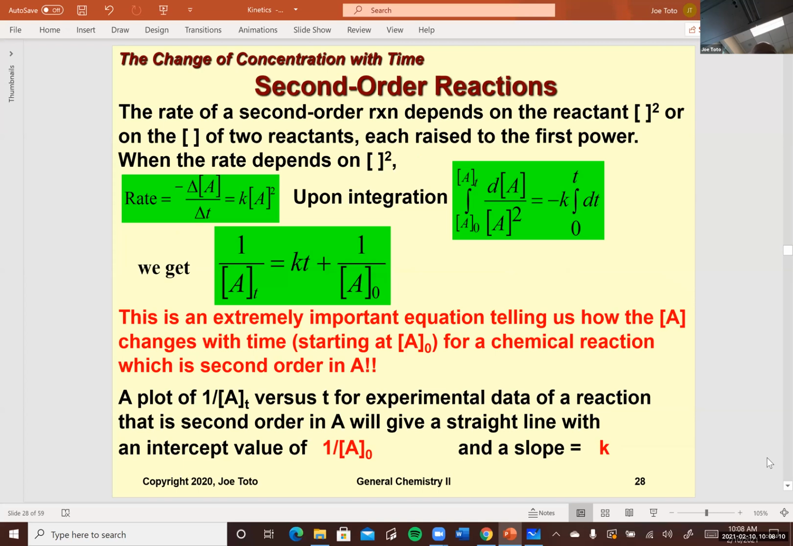This is the integration for second order, and it shows how that integrated rate law comes out from integration. And again, we start back here by equating the rate of change of the reactant to the rate law.